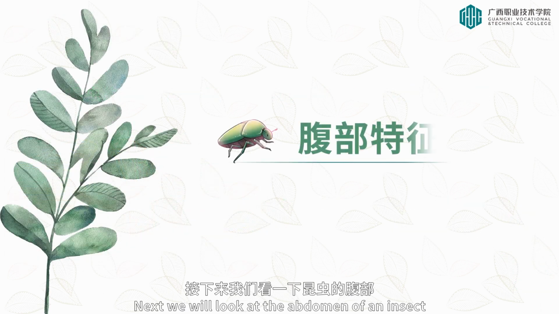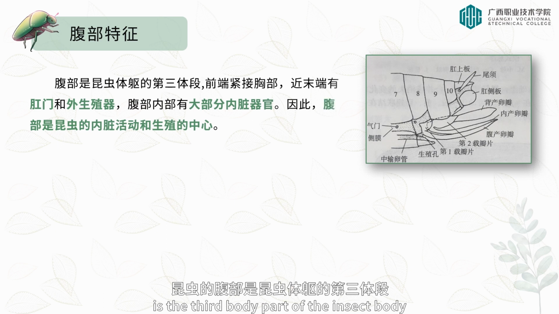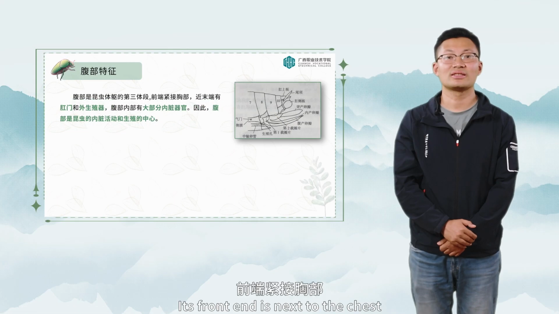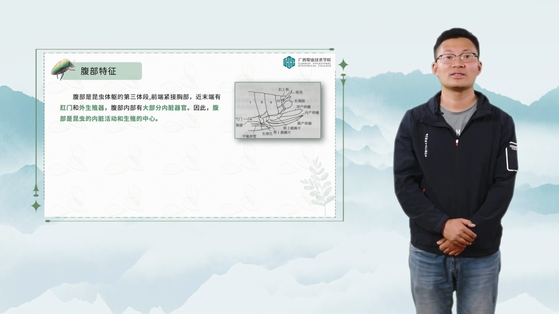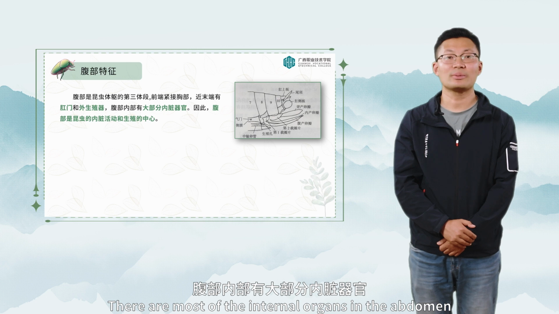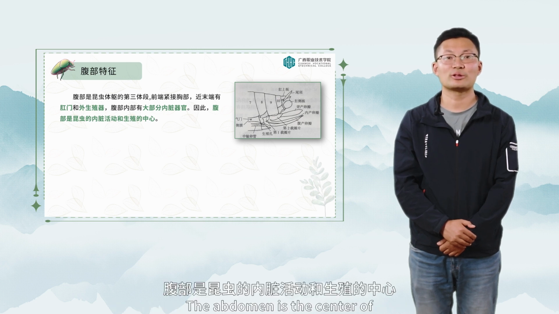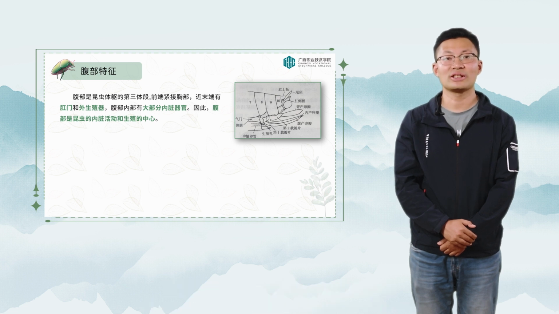Next, we will look at the abdomen of an insect. The abdomen is the third body part of the insect body. Its front end is next to the chest. There are the anus and external genitalia at the distal end. Most of the internal organs are in the abdomen. So, the abdomen is the center of visceral activity and reproduction of insects.